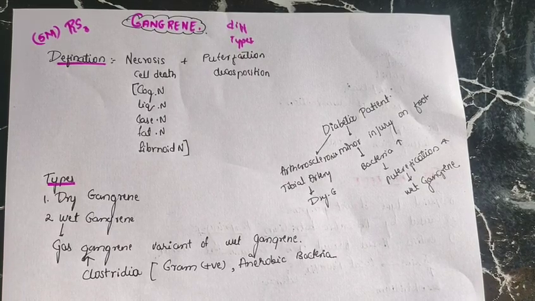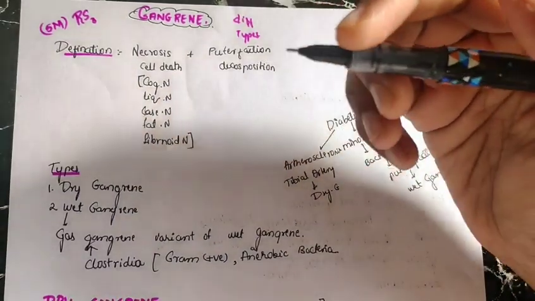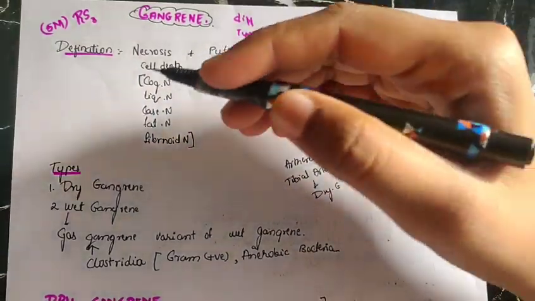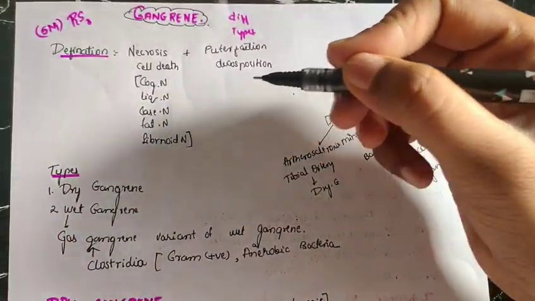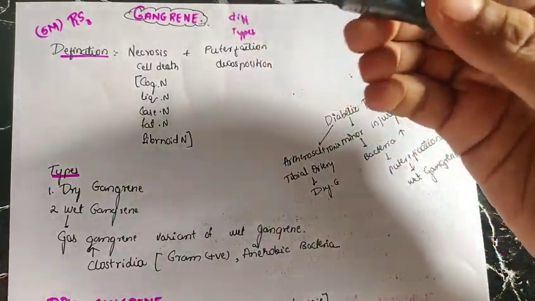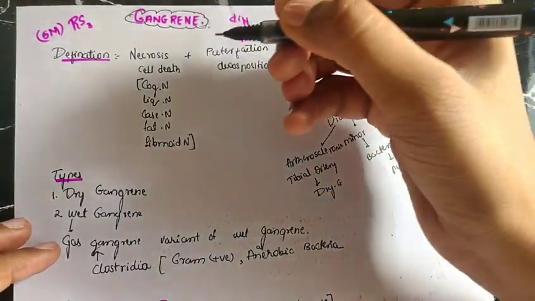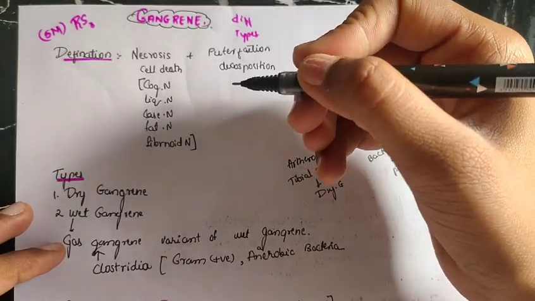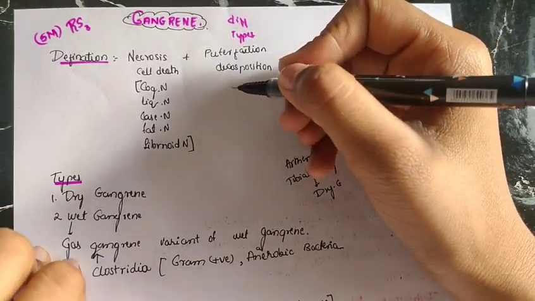In this video, I'll be teaching you about gangrene, which is an important question for the 5-mark question. In the 5-mark question, they'll ask us the difference between dry gangrene and wet gangrene, and it will be as a short note. They'll say add a note on gangrene in a 10-mark question under necrosis.